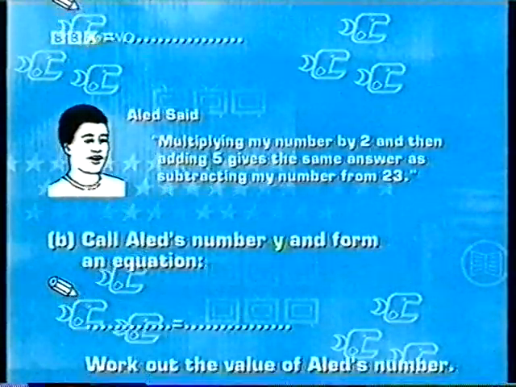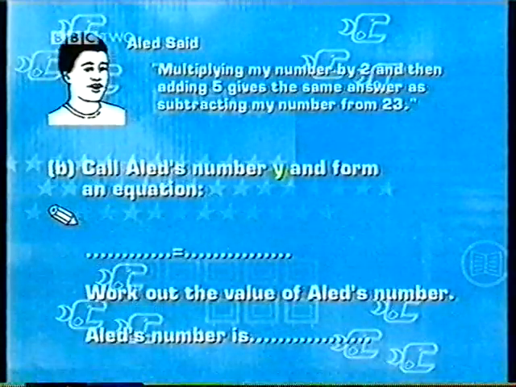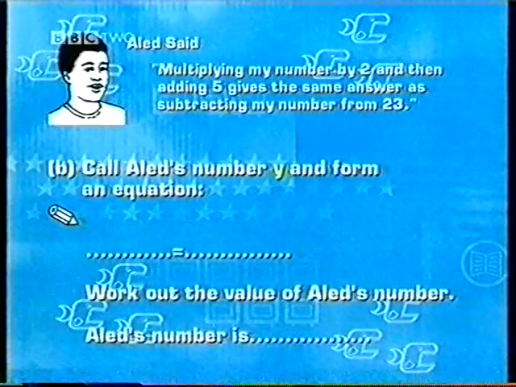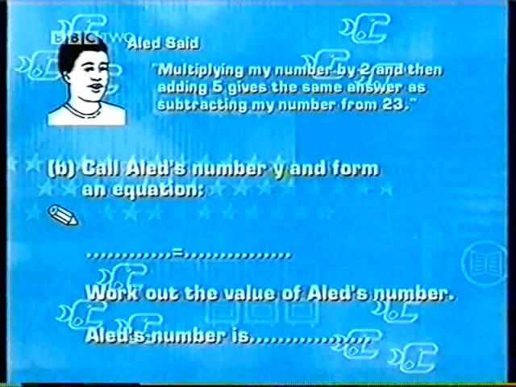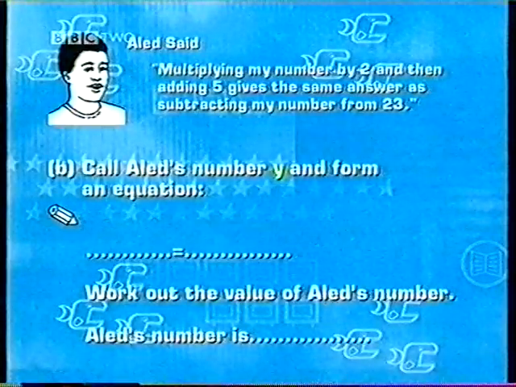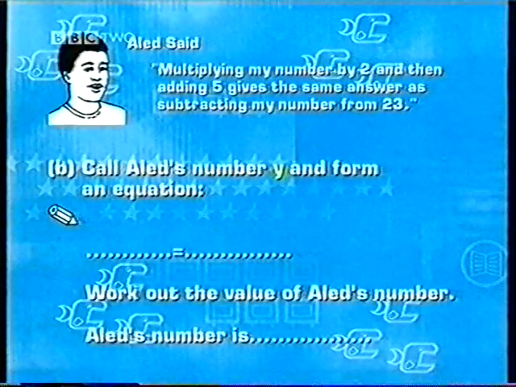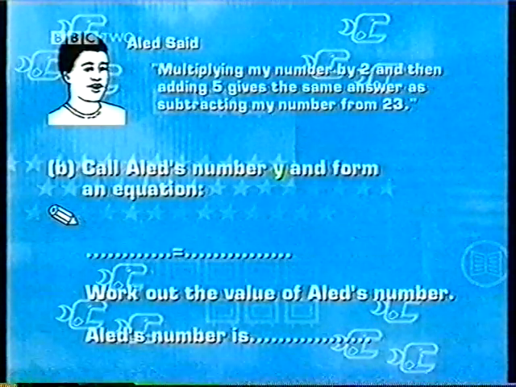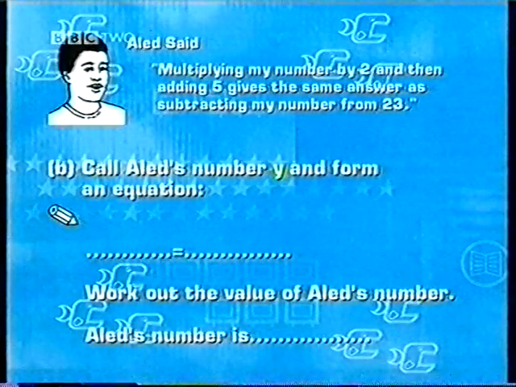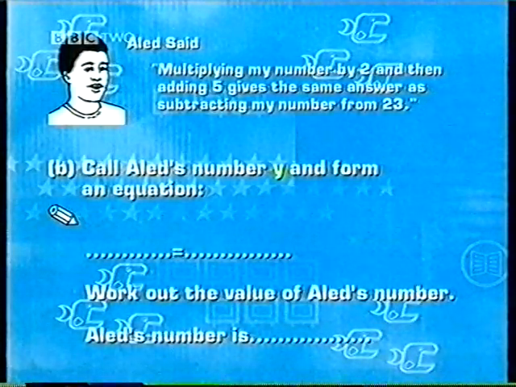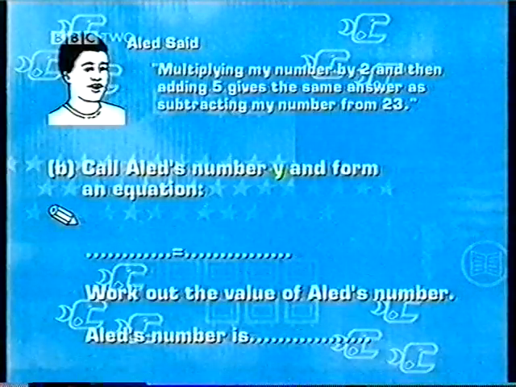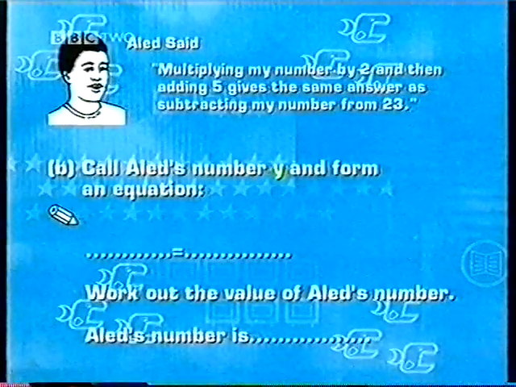Then we're told Alid said that multiplying my number by 2 and then adding 5 gives the same answer as subtracting my number from 23. Part B says to call Alid's number y and form an equation. Work out the value of Alid's number. And take a few moments to pause the tape and work these 2 parts out yourself.